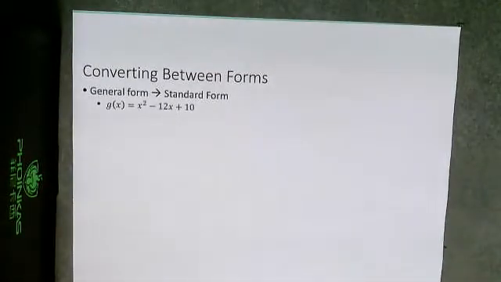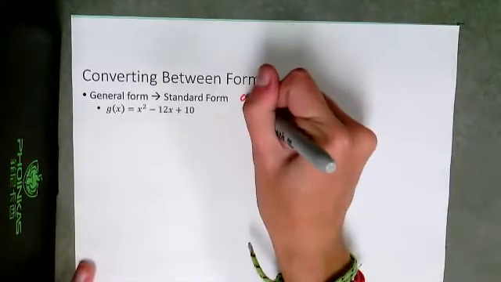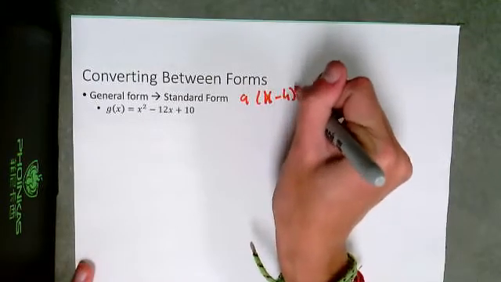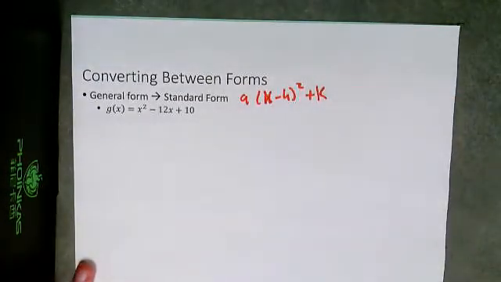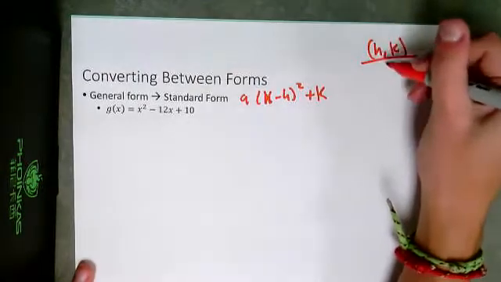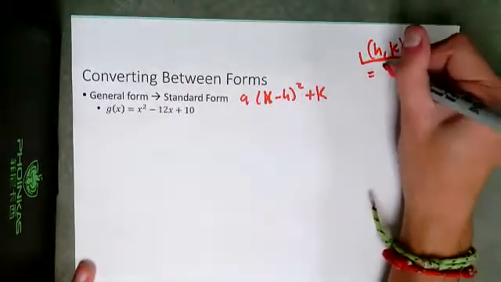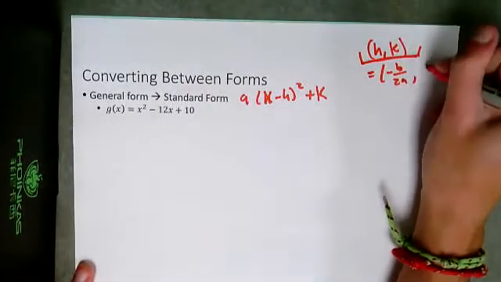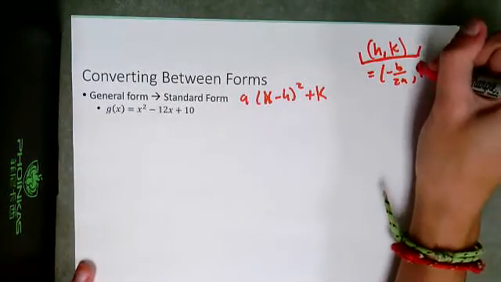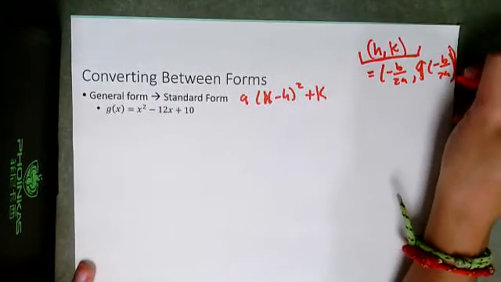Converting between forms from general form to standard form. All right, let's take a look at g of x here, which is equal to x squared minus 12x plus 10. Well, we want to change this into the form a times (x minus h) squared plus k, right? And remember that (h, k), that's not an over sign, (h, k) is the same thing as negative b over 2a, and in this case, g of, not f of, your function evaluated at negative b over 2a.